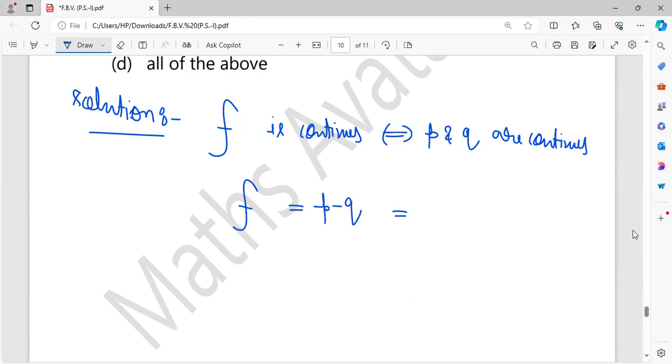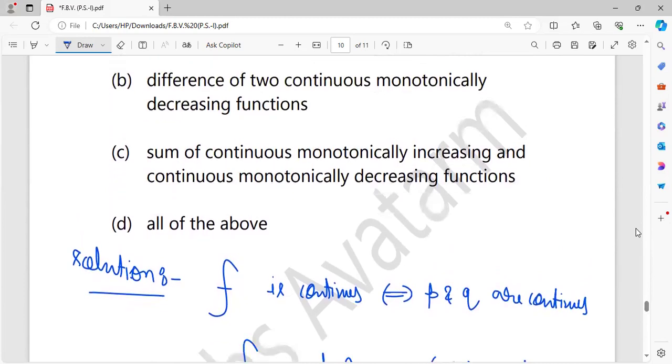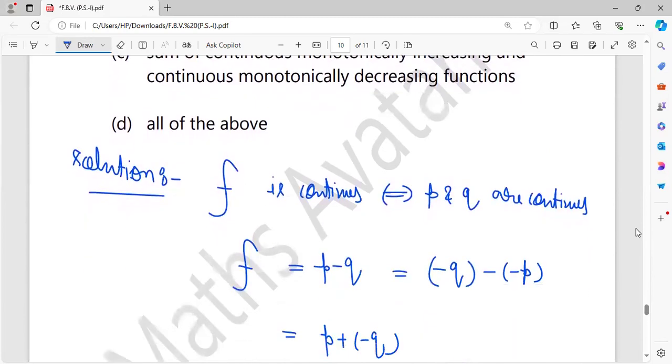Same thing you can write as minus q minus p. Same thing you can write as p plus minus q. So if f is continuous, p and q are continuous. So p and q are continuous. So the first option is correct, because f can be written as a difference of two continuous monotonically increasing functions, because p and q are monotonically increasing functions.